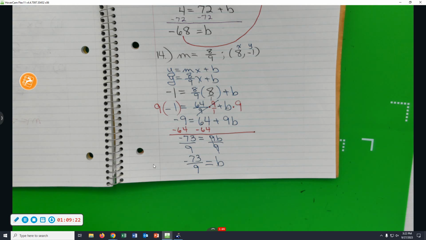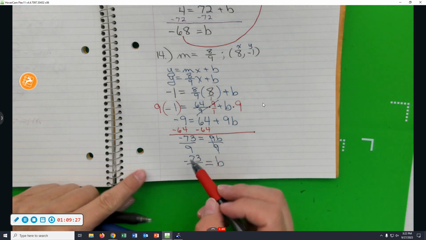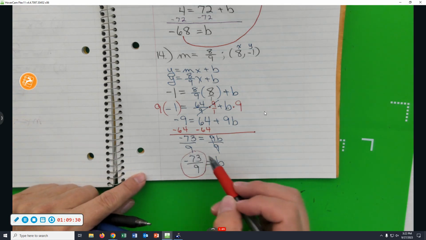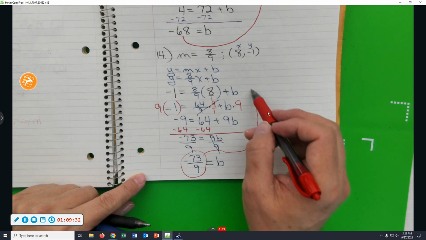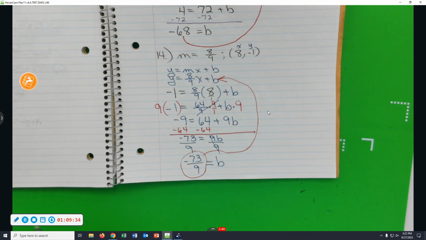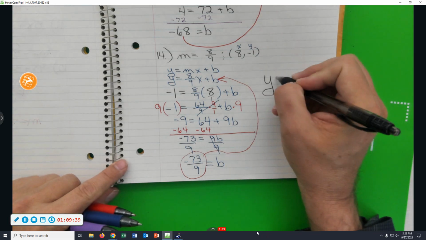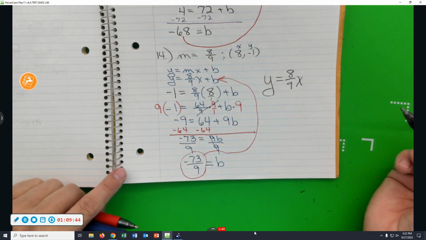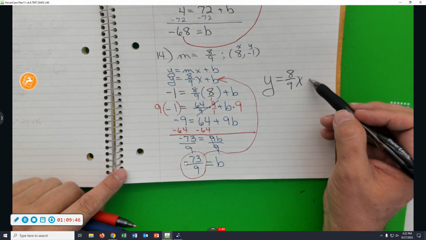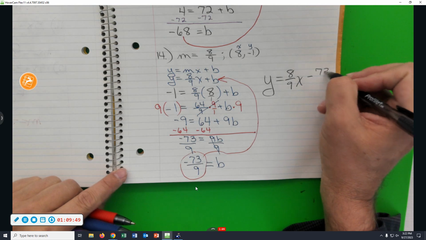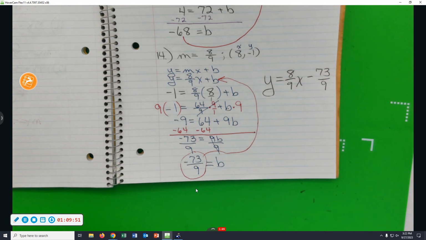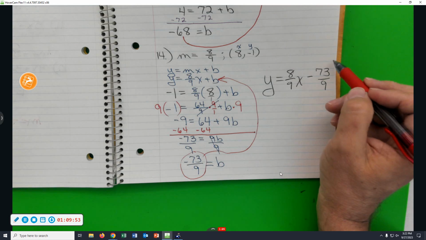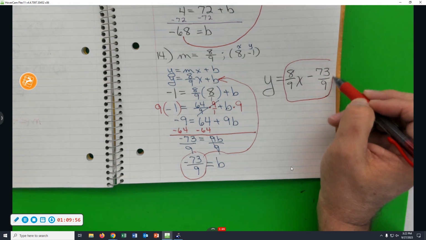Do we circle that? Is that the answer we're going to type in? No. I'm going to circle it just to show you, you take it, you bring it up here, and it goes in place of that b right there. So we have y equals 8/9 x, and in place of the plus b we have minus 73/9. And this is the thing you type in.